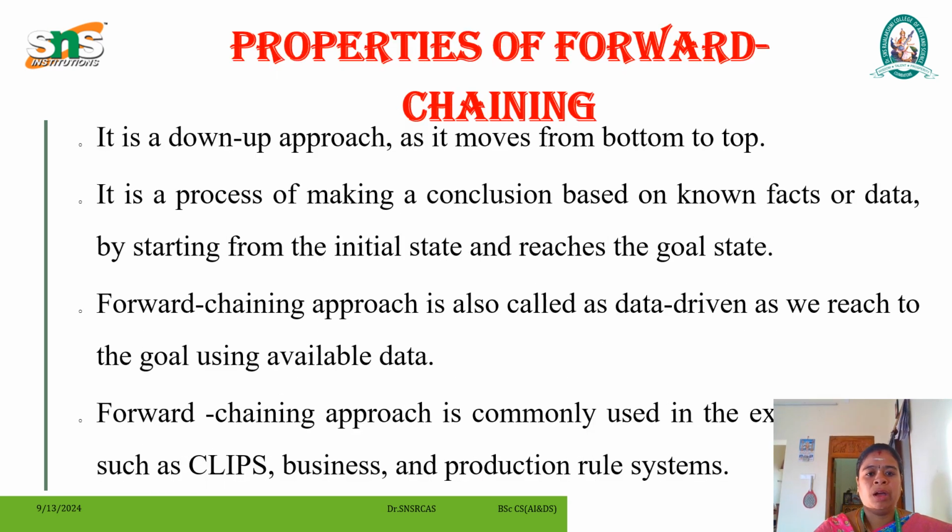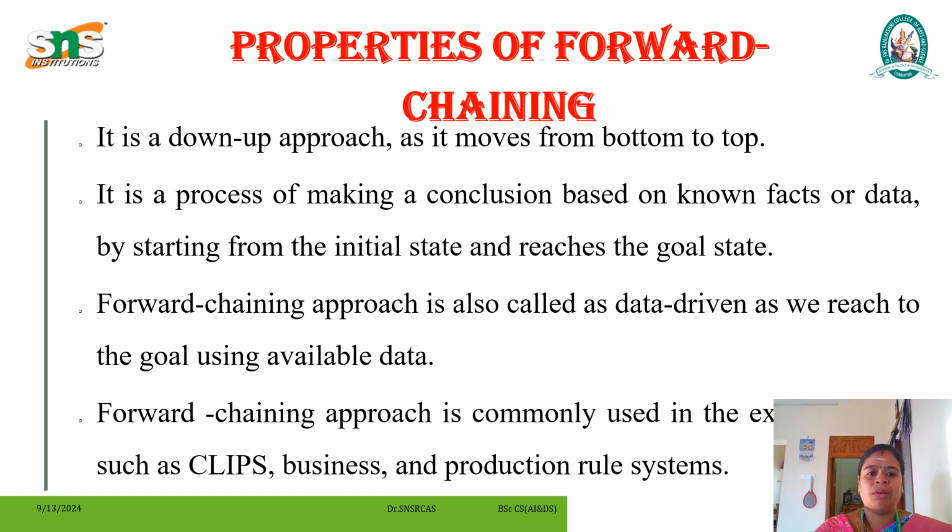Next one, properties of forward chaining. It is a bottom-up approach as it moves from bottom to top. It is the process of making a conclusion based on known facts or data, by starting from the initial state and reaching the goal state. Forward chaining approach is also called data-driven, as we reach the goal using the available data. Forward chaining is commonly used in expert systems such as CLIPS, and in business and production rule systems.